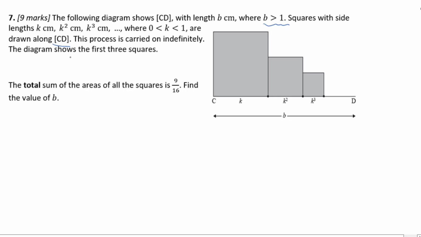This process is carried on indefinitely. The diagram shows the first 3 squares. The total sum of the areas of all the squares is 9/16. Find the value of b.